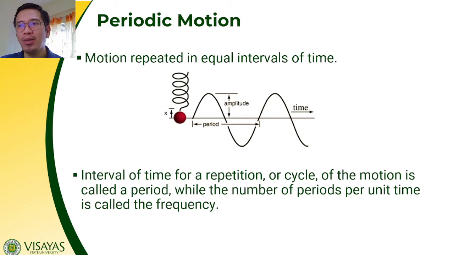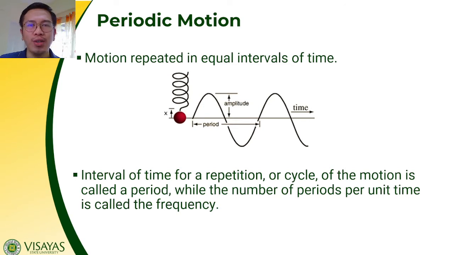After reaching the amplitude, it will go down to its equilibrium position, and it will go further down to its minimum position, which is also the same length as the amplitude, and it will go back to its equilibrium position. That is one complete cycle, and that one complete cycle is called a period, and the number of periods per unit time is called the frequency.